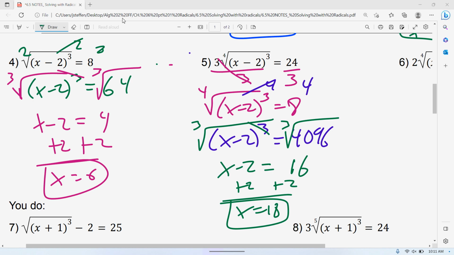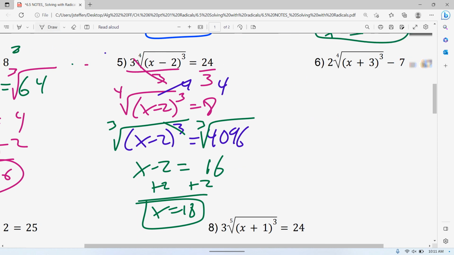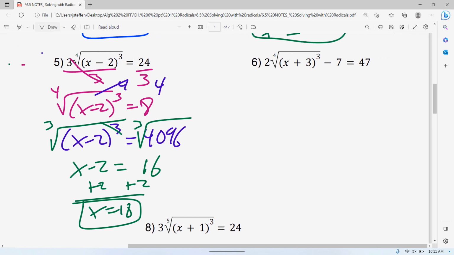And the last one for this side, a little bit more work to it, but really, again, it's not harder work, it's just more time consuming. So to get the radical by itself, the first thing I have to do is get rid of the 7, and then get rid of the 2. You have to do that first. You always have to do the adding and subtracting part first.